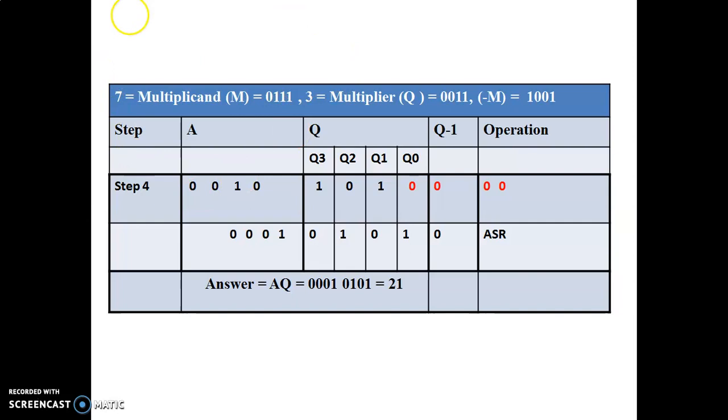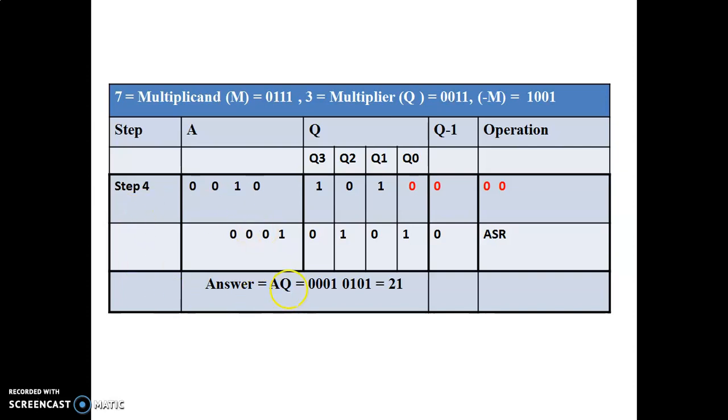So the string is what? 0 0 1 0 1 0 1 0 0. So comparing the q0 and q minus 1, which are these 2 bits? 0 0. When q0 and q minus 1 are 0 0, we have to only perform arithmetic shift right. So after performing this arithmetic shift right, what do we get? This 0 will move outside, this 0 will come here, this 1 will come here, this 0 will come here, this 1 will come here, this 0 will come here, this 1, this 0, and the last 0 will be repeating itself.